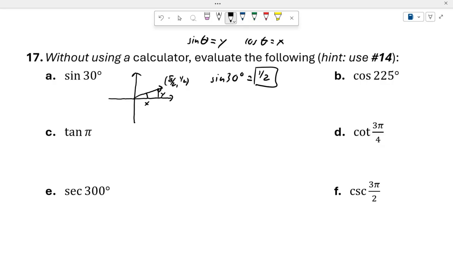We didn't even have to refer to the complete unit circle, even though we completed it. We could just think through, what does 30 degrees look like? What are the x and y coordinates? What do they look like? What does sine refer to? And we're able to get 1/2.